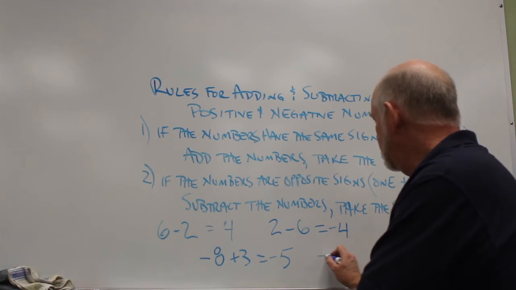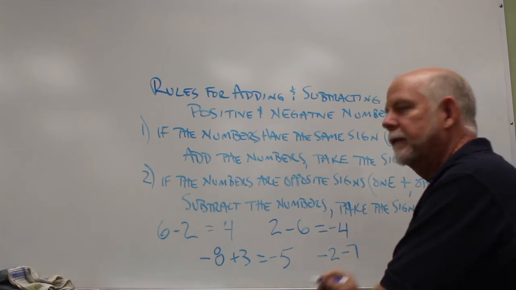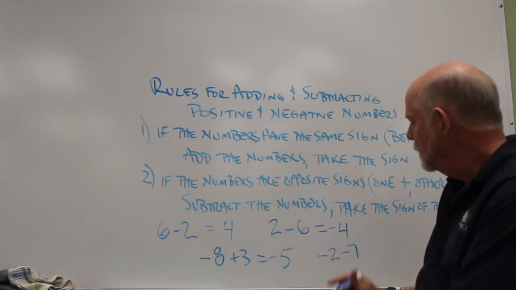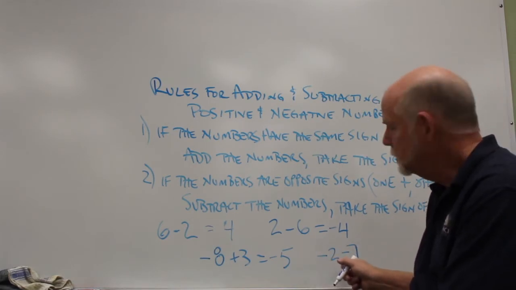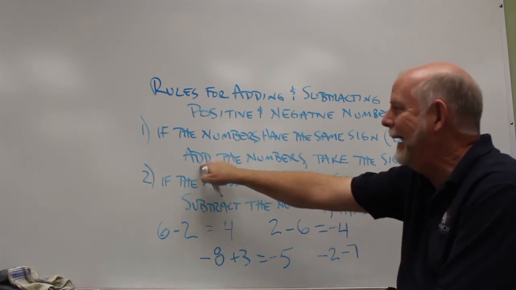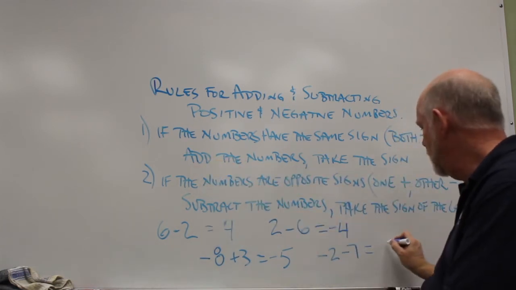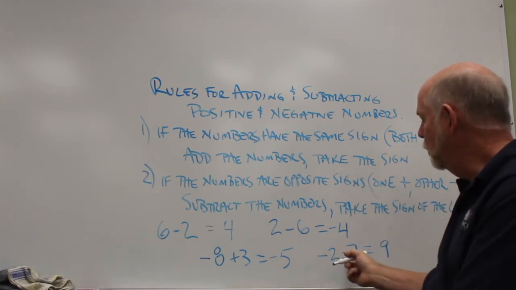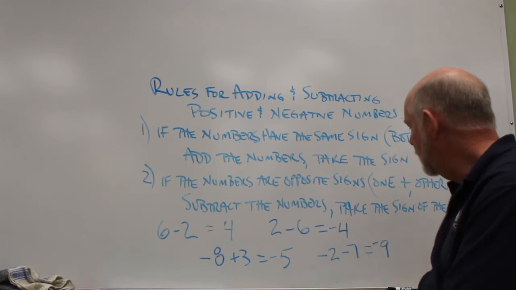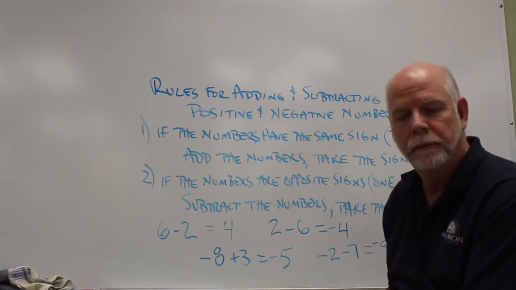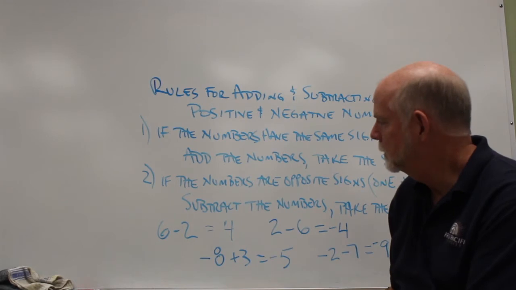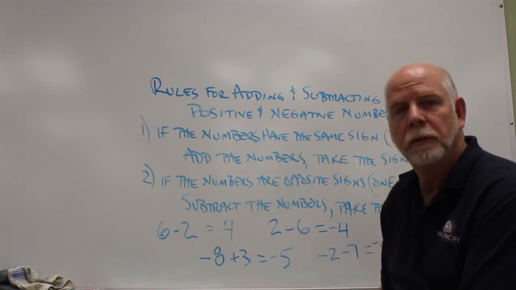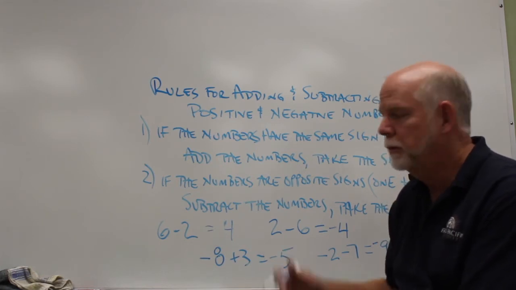If we had something like negative 2 minus 7, okay? If we're going to subtract those, or combine those two numbers, well, they're the same sign this time. So because they're the same sign, we're going to add the numbers. So 2 plus 7 is 9. And then we look at their sign, and because they are both negative, this answer is negative. And so that's a negative 9. Okay? Hopefully that process makes sense. Those rules are good rules to memorize and know, and that just helps you be able to do the problems much quicker.